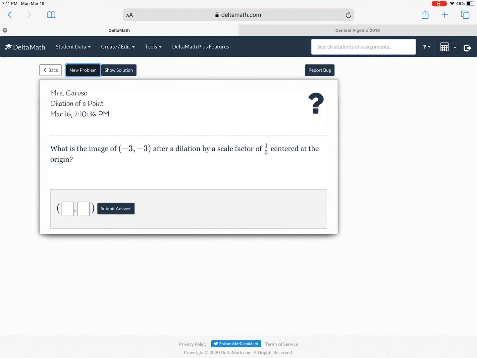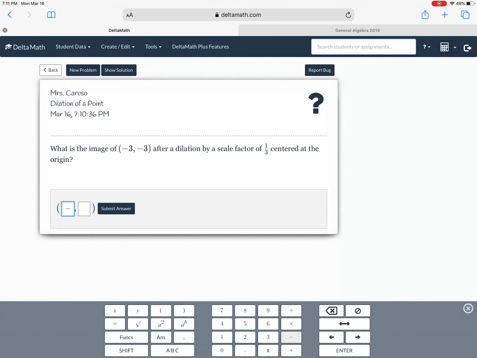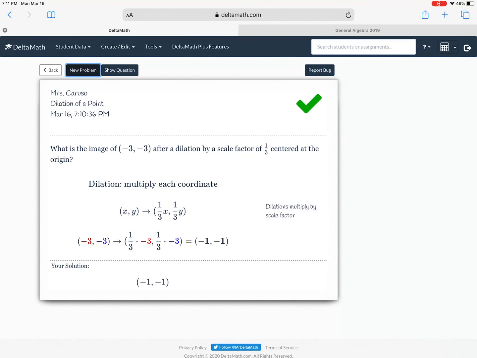So negative divided by a positive, right? It's always going to be negative. And 3 divided by 3 is 1. So these are both going to be -1 because they're both the same number. Submit. Oh, we're so good.